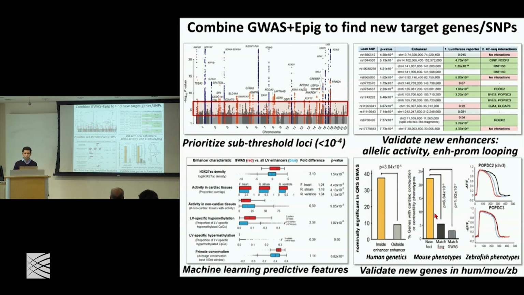And if you look at mouse phenotypes, when you knock down these genes or you knock out these genes, you find indeed that they lead to cardiac conduction and contractility phenotypes. And if you look at human, not just QT interval, but QRS interval, a different trait which is related, you indeed find that these loci are much more likely to be associated with that than other loci at the same twilight zone, but outside enhancers.